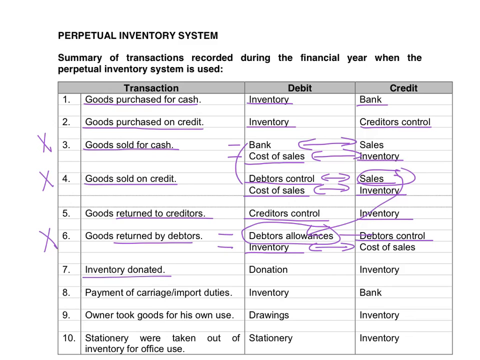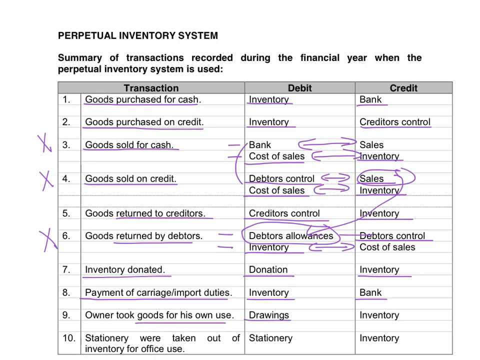Inventory donated means that the inventory was taken and therefore the inventory was reduced, so inventory decreases on the credit side, and we create an expense for donation. Payment of carriage or import duties. If you use the periodic system, you will put this under carriage on purchases or import duties. In the perpetual system, all expenses that you pay from the time that you buy the asset until it's delivered to your premises will go into the inventory account because it forms part of the cost price of inventory, and your bank account will be credited. The owner took goods for its own use, so therefore drawings is debited.